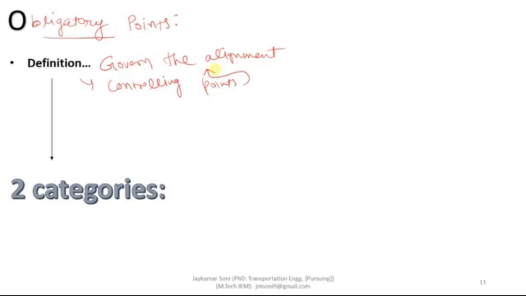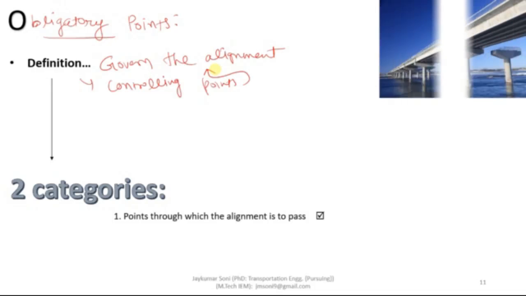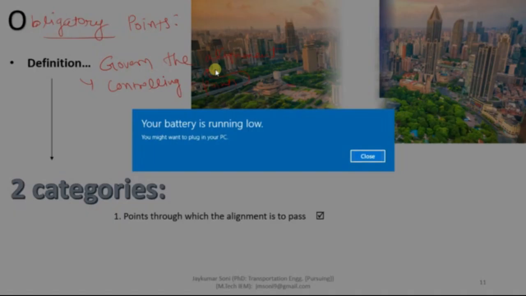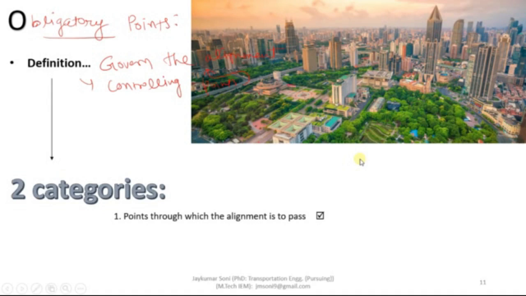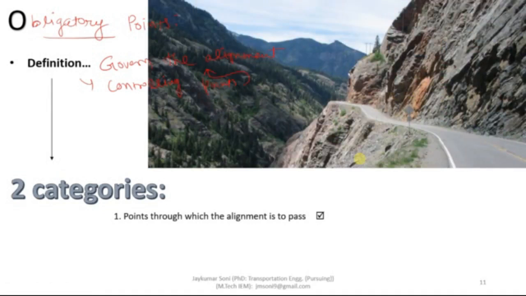They are divided into two categories. First is points through which the alignment should pass. Now, which are the points through which the road alignment has to pass? These are the points. It should pass from bridge site, any kind of important town, or any kind of mountain pass. And the other category is about points through which it should not pass.